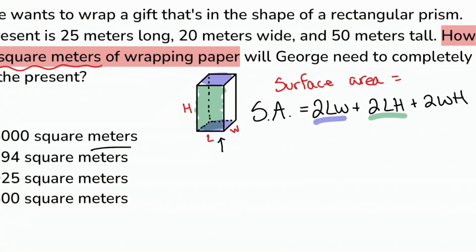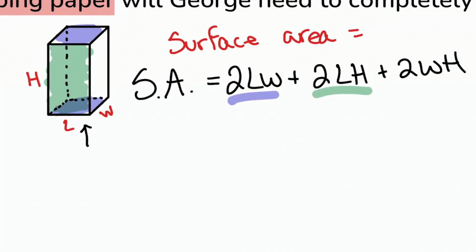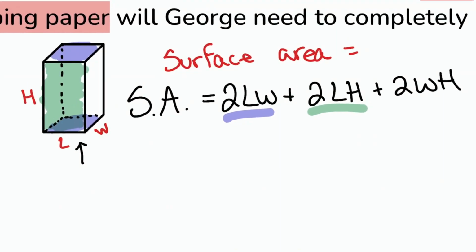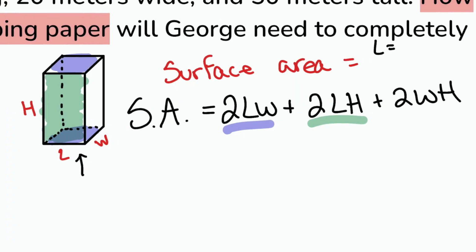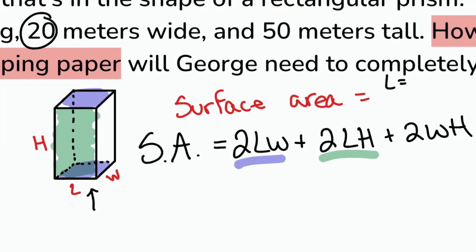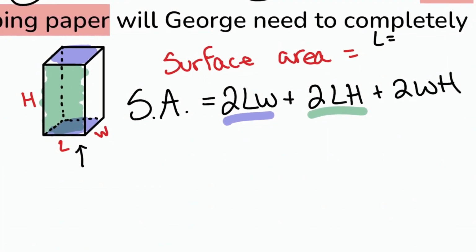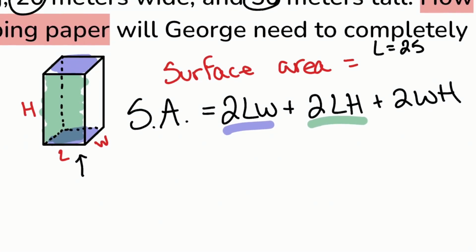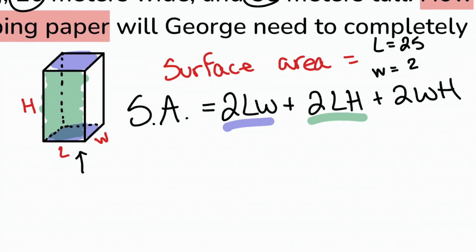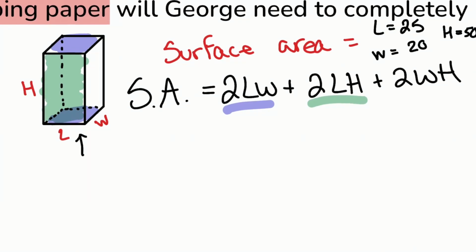The values we have are going to be 25, 20, and 50. So let's go ahead and plug that in. So again, right here, we have 20, 25, and 50. So 25, 20, 50. Cool. 25, 20, and the height is 50. So these are the three values we're going to work with, and we're going to plug in nice and easy.